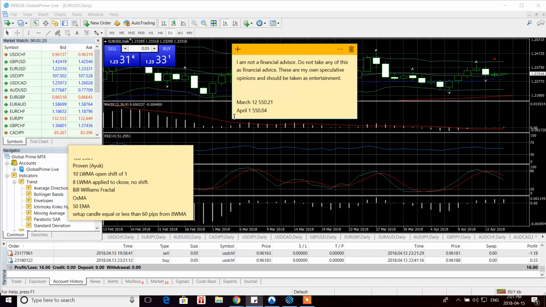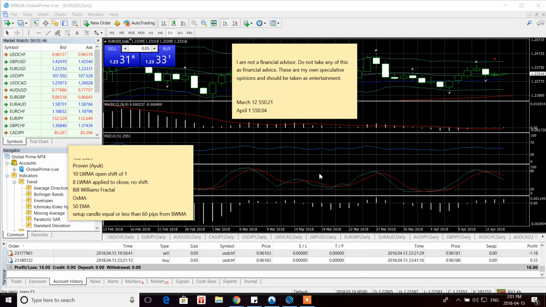On the beginning of the month, I had $550.04 in there, so it was actually down 17 cents from March 12th to April 1st. And so I've changed my strategy since then. So now I'm actually making profit. Now I first got into this.